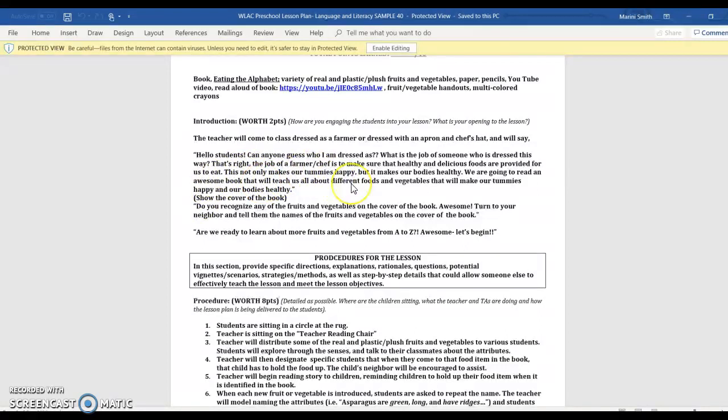This not only makes our tummies happy, but it makes our bodies healthy. So in this section, you're literally kind of writing a script of what you would say.